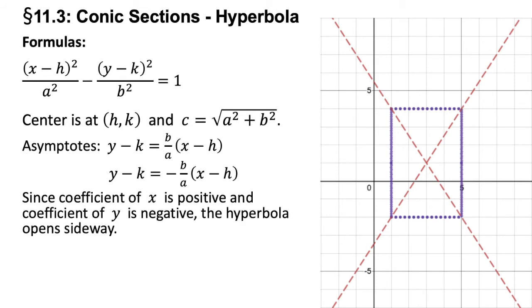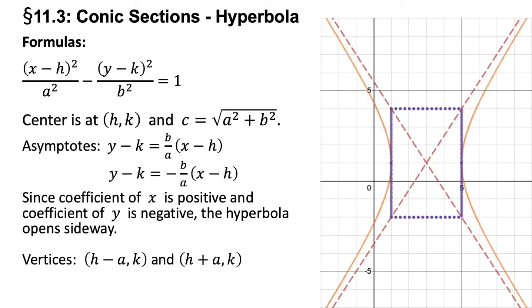Since the coefficient of x squared is positive and the coefficient of y squared is negative, the hyperbola opens sideways. Vertices are a units to the left and right of the center, and foci are c units to the left and right of the center. Center, c, and asymptotes are the same whether the hyperbola opens sideways or up and down.